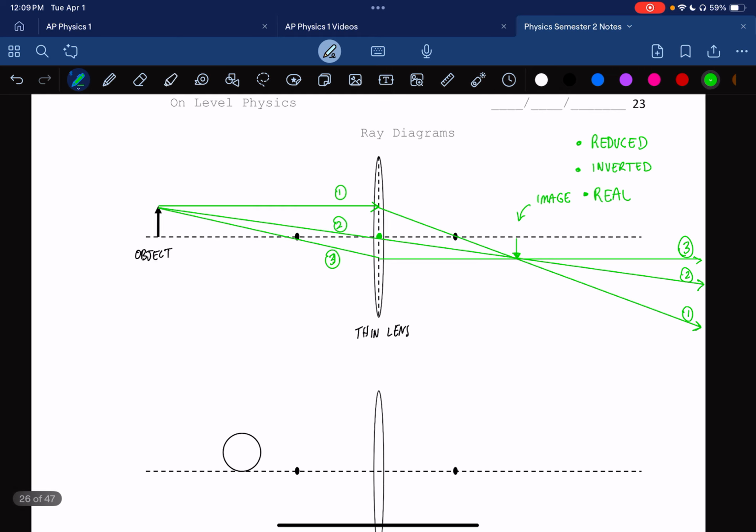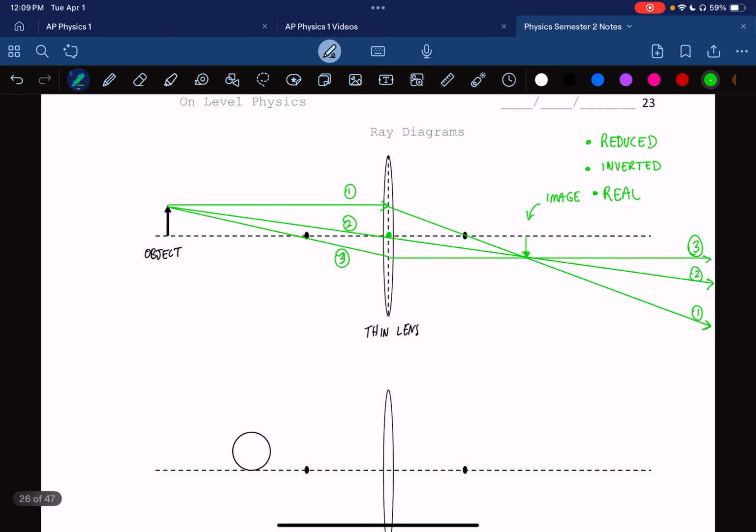Cool, and that's what you have to do on a quiz. Be able to draw the first two rays. I'm not sure yet if you're going to have to do all of these, but you should know how to write these. Probably not real, but you should be able to tell me if it's reduced or inverted, one of those or both on a quiz. And you should draw the image. A lot of people draw the rays and they don't draw the image there. You have to draw it.